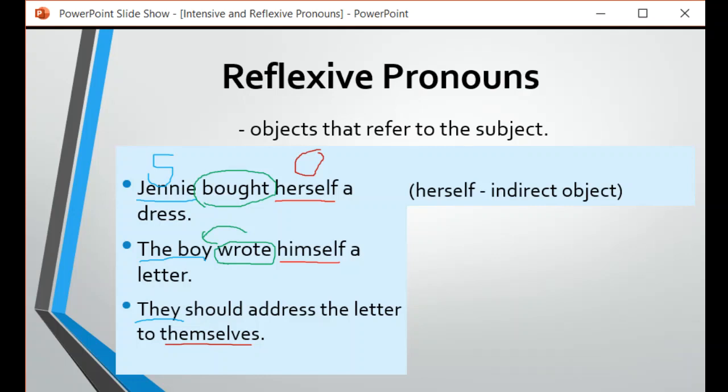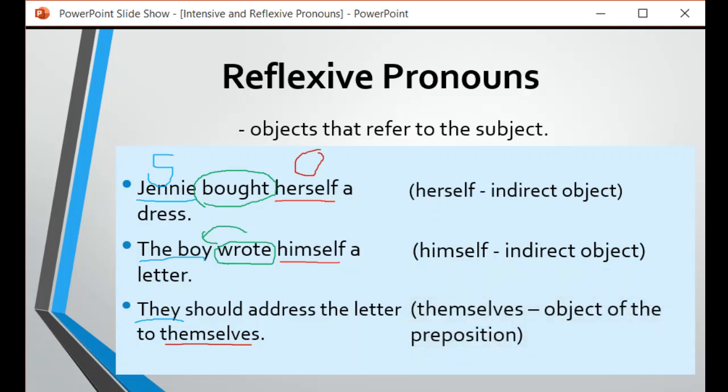Isa pa. Himself. In the sentence, the boy wrote himself a letter, you have the word himself as another indirect object. Bakit indirect object? Kasi, yung isinulat, hindi naman yung himself. Ang isinulat ay yung letter. So, yung letter naman ay ibinigay para doon sa batang lalaki. Yung batang lalaki nagsulat ng liham para sa kanyang sarili.